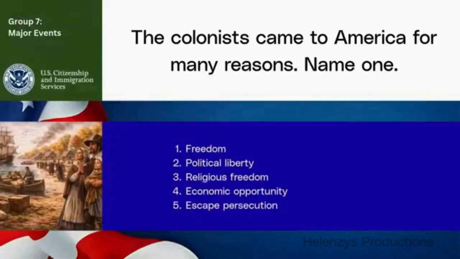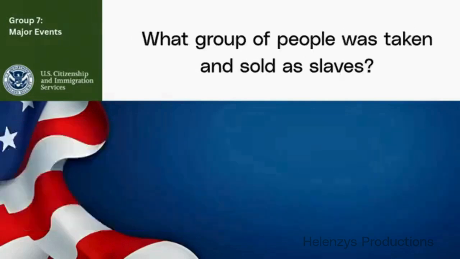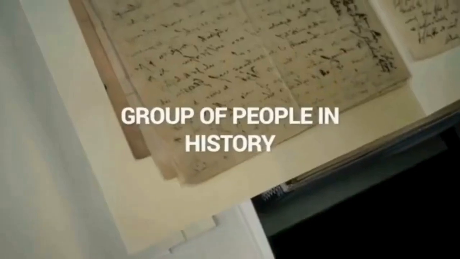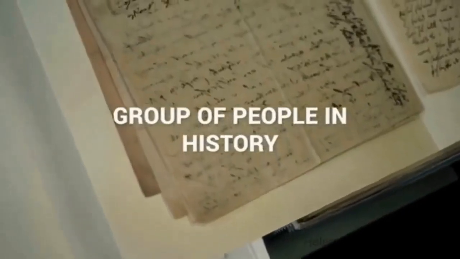Quick recall. The colonists came to America for many reasons. Name 1. Freedom, political liberty, religious freedom, economic opportunity, escape persecution. What group of people was taken and sold as slaves? Africans, people from Africa.